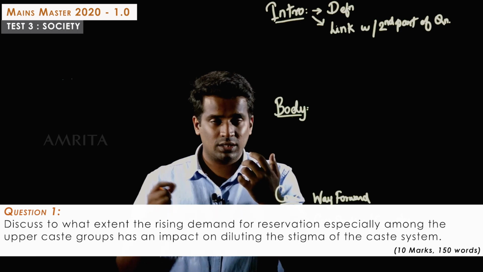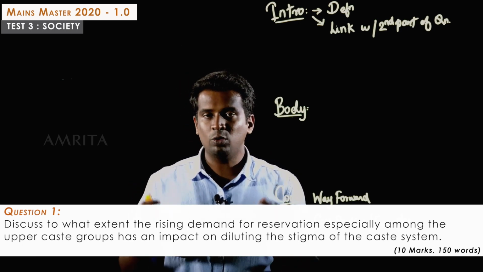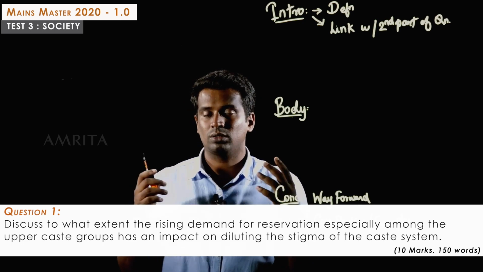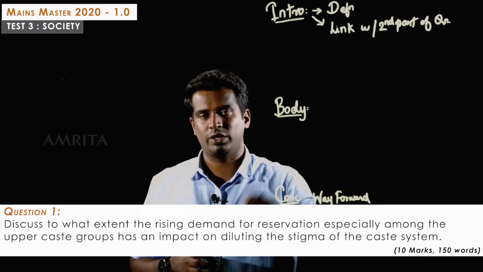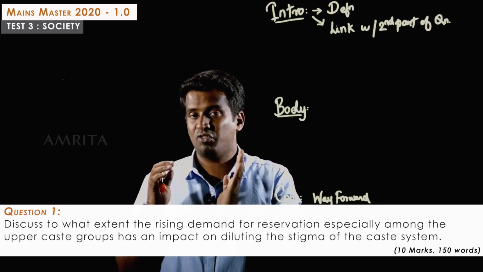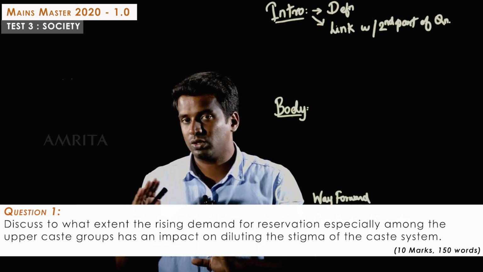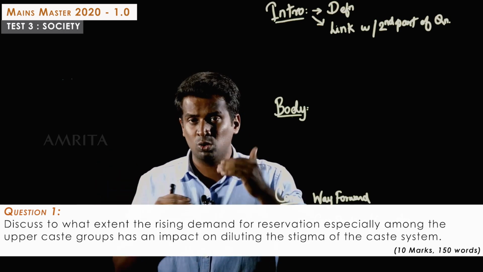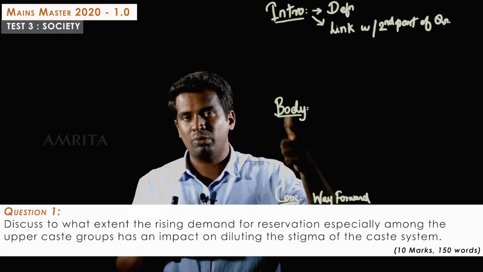The question itself says there's a rising demand for reservation among the upper castes, and now you have to say why there is a rise in demand. You can give the reasons for that. But that should be a very small part of the answer, just to say why there is a demand. That is not the main body of the question. This is just a prelude, a small intro to the main body.